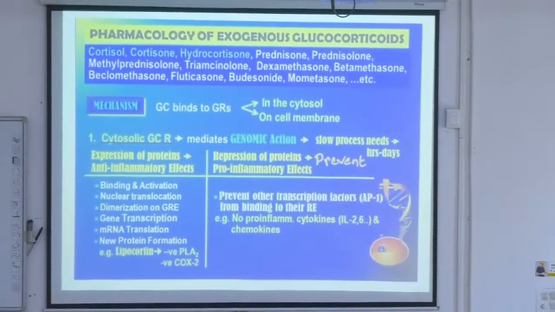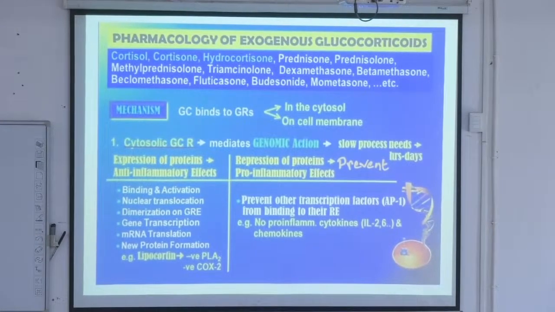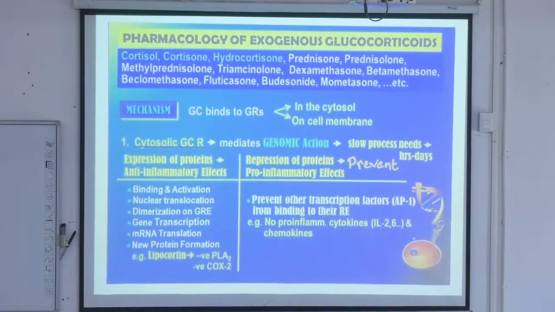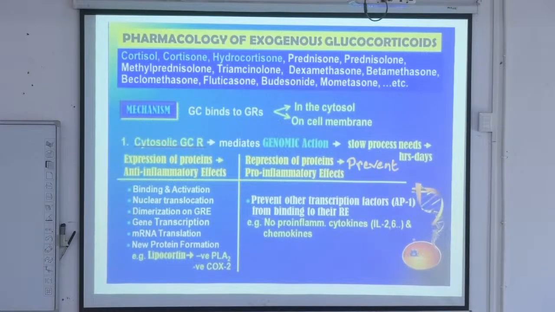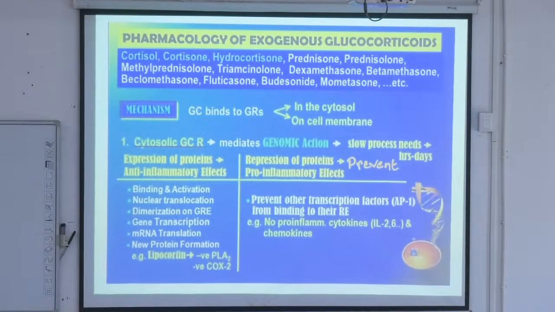In the case of cytosolic glucocorticoid receptors, this is more important because the effect is long standing. It takes time to come, but it is more powerful and long standing, and it occurs at the genetic level. How? Glucocorticoids go inside the cytoplasm and bind with glucocorticoid receptors. That complex goes and binds to specific portions of DNA.